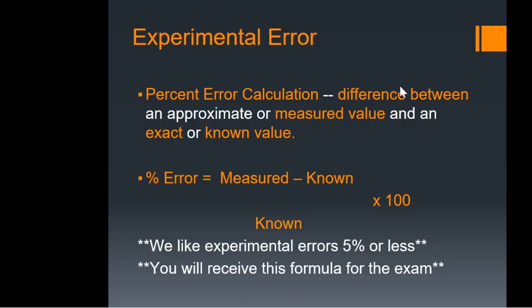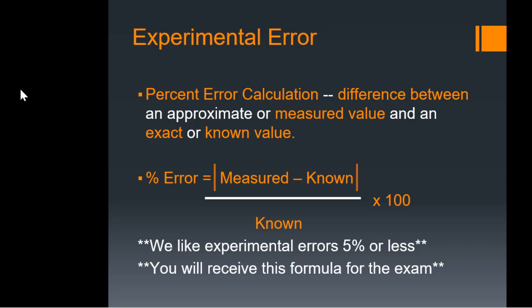The second concept I want you to understand is experimental error. This is used to determine how well a scientist performed an experiment, and also how reliable their data is. You'll never have to memorize this equation. I will always give it to you.